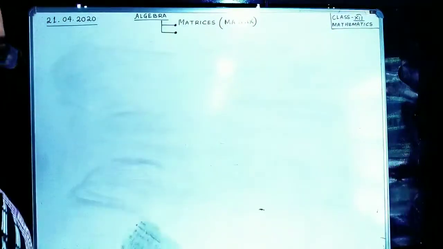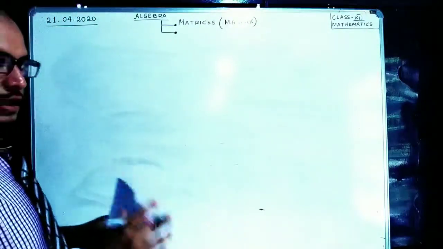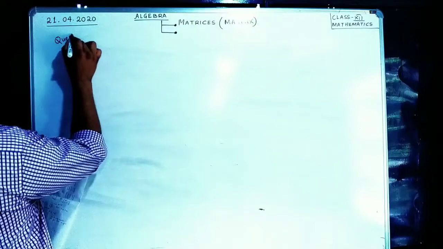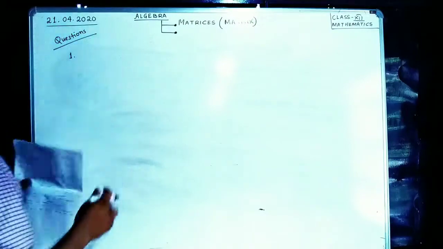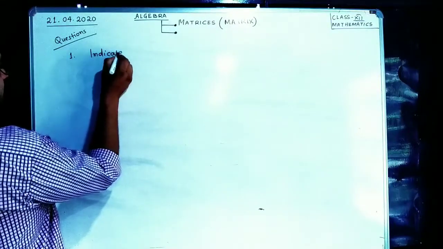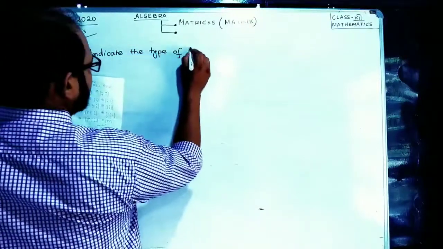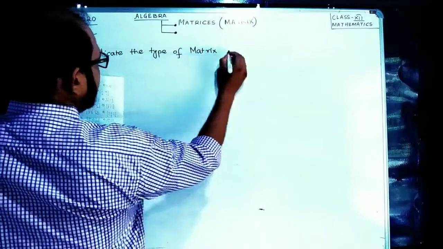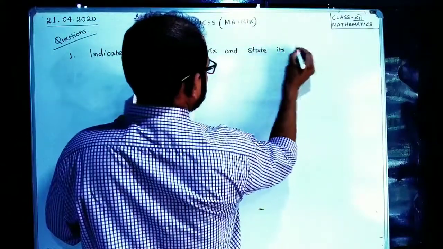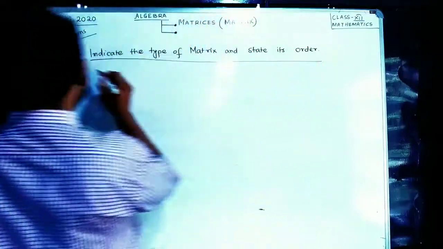Now we are at the end of this class or this session, so we will be solving some questions based on whatever we have learned up till now. So the first question is: indicate the type of matrix and state its order. That is question number 1.